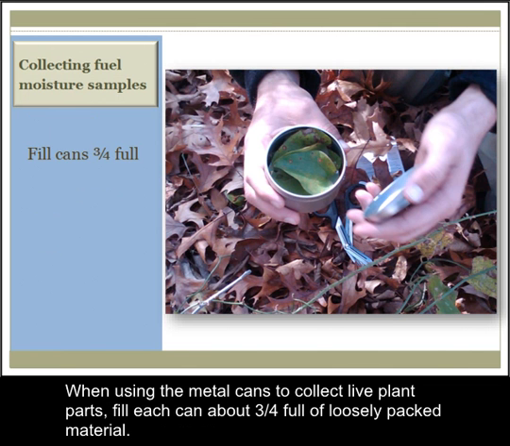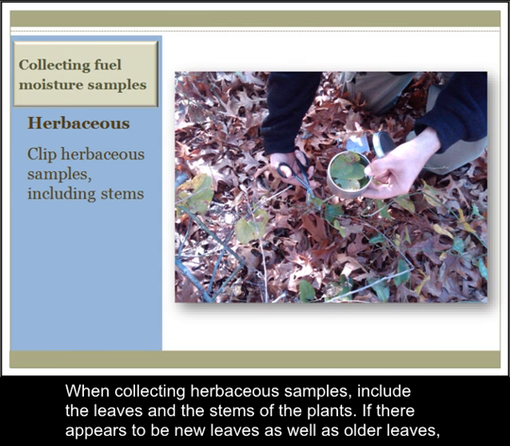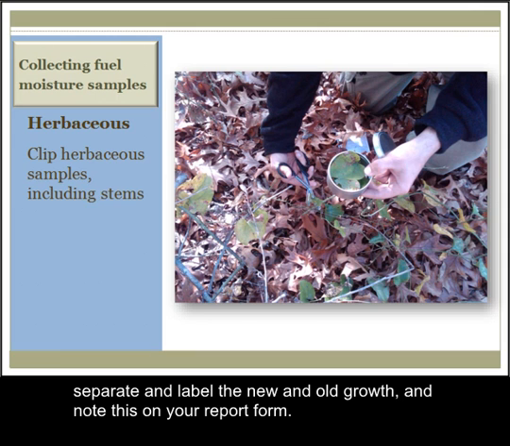When using the metal cans to collect live plant parts, fill each can about 3/4 full of loosely packed material. Replace the lid and seal with a non-residue tape, and record the sample number on the form. When collecting herbaceous samples, include the leaves and the stems of the plants. If there appear to be new leaves as well as older leaves, separate and label the new and old growth, and note this on your report form.